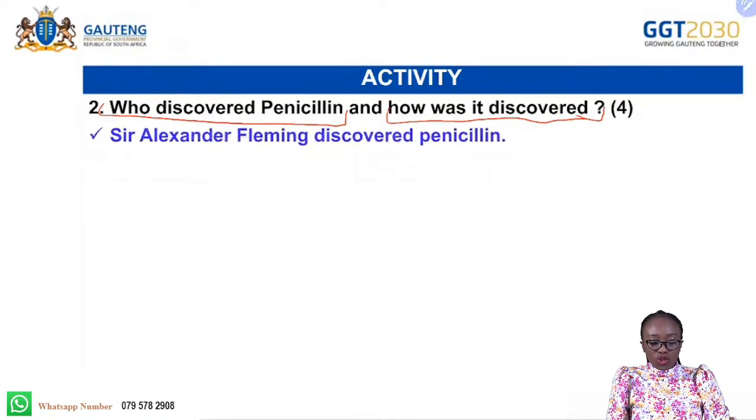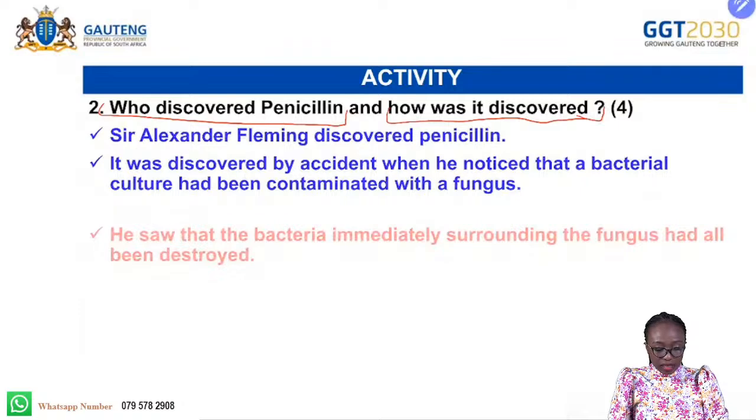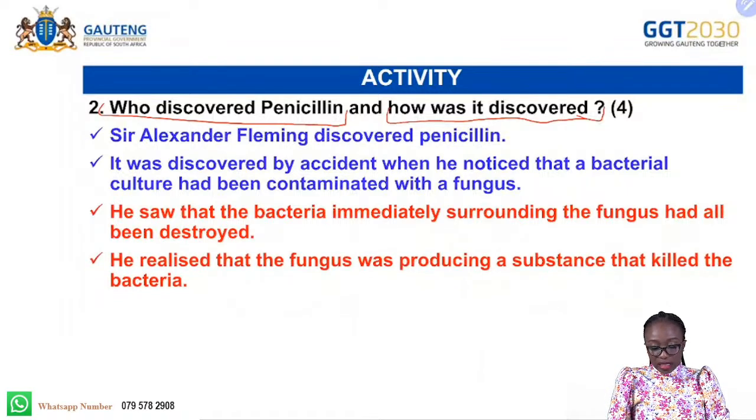So who was it? It was Sir Alexander Fleming. He discovered penicillin and it was discovered actually by accident. He noticed that a bacterial culture that had been contaminated with a fungus, and he saw that the bacteria that were close to the fungus, immediately surrounding the fungus, had all been destroyed, and he realized that the fungus was producing a substance that killed the bacteria.